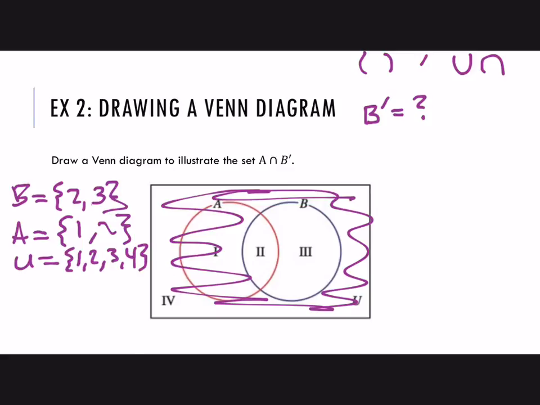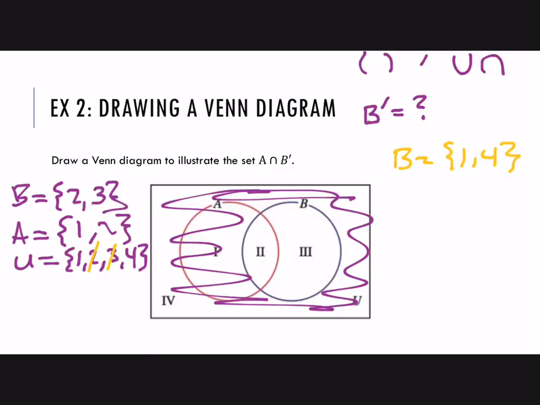Alright, so B complement: I compare to the universe, and I cross out anything that's in B. So I cross out 2 and 3, and I see what's left, which is 1 and 4. So I've listed here 1 and 4, and then in the shaded version I have shaded 1 and 4, so same thing.